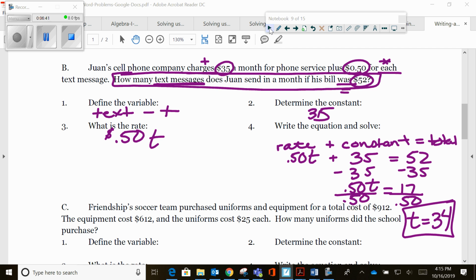So your process is to use the CUBES method, C-U-B-E-S: circle, underline, box, eliminate, to identify the word problem. Then you define your variable, your constant, your rate, and write your equation.